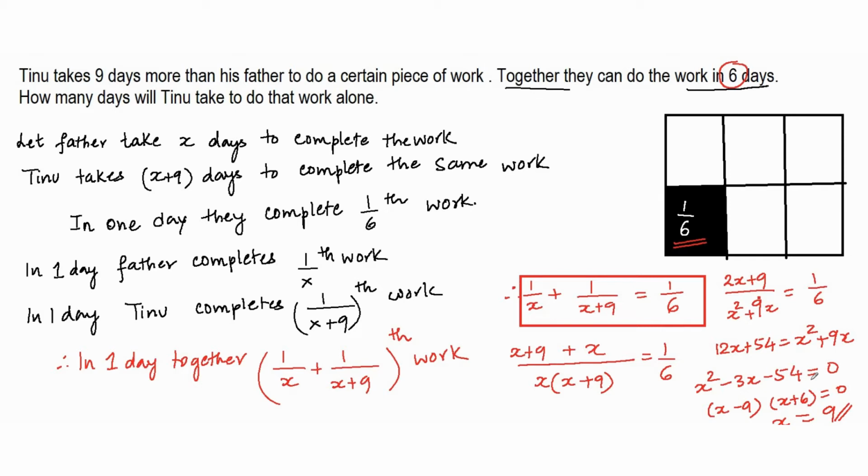Again, you will have to discard the value of -6 because the days taken to complete the work cannot be negative. And what was x actually? X was actually the time taken by the father to complete the work, which is 9 days. And therefore Tinu will take 9 plus 9, that is 18 days to complete the same work, right? So the question was, how many days will Tinu take to do the work alone? The answer is 18 days.